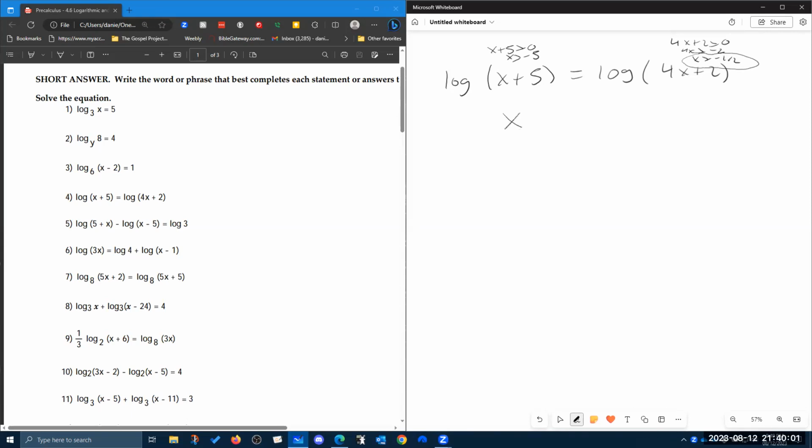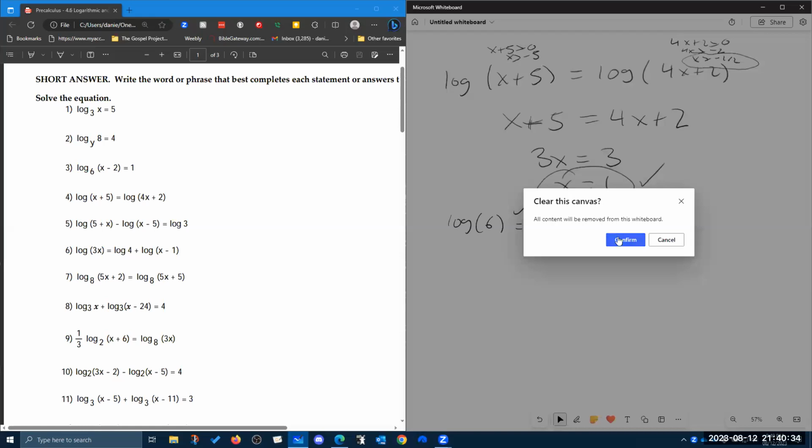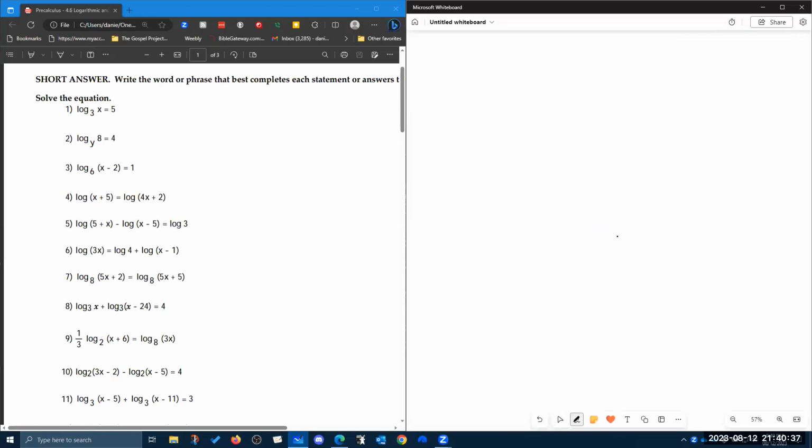I can use my one-to-one property and drop the logs because they have the same base. And I can solve and say that 3x is equal to 3 and x is equal to 1. And this 1 is certainly bigger than that -1/2, so that's a good answer. Let's go back and check it and make sure log of 6 is equal to log of 6. Yep. Want to check for extraneous solutions when we have logs to make sure that we don't accidentally get 0 or a negative number inside.